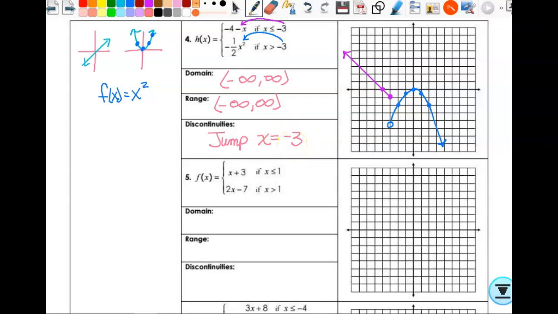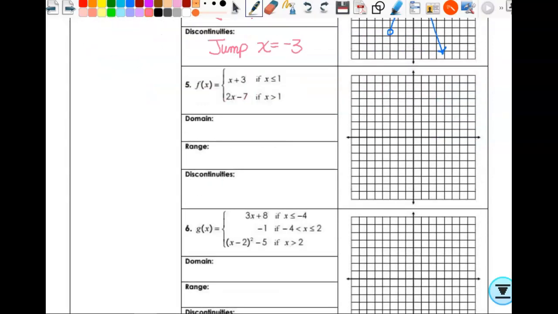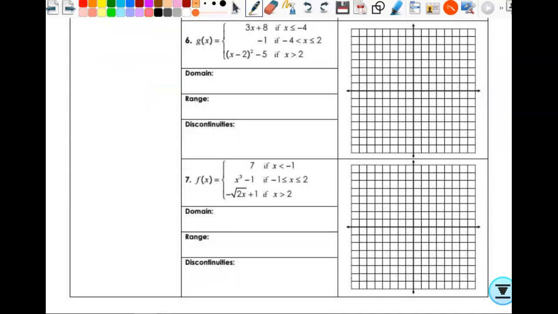Notice, if you have any discontinuities, it's going to be where things change. Because this is a continuous function, this is a continuous function. So individually, they're continuous. If there's discontinuity, which there doesn't have to be, it would end up here. Okay, good? Questions? Okay. We're going to skip number 5 and go to number 6.